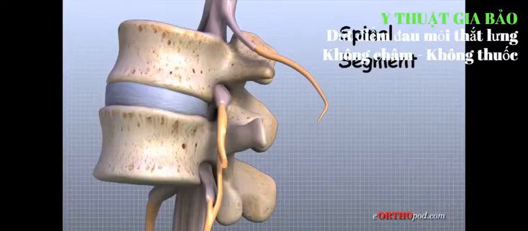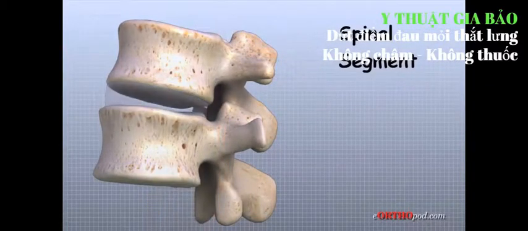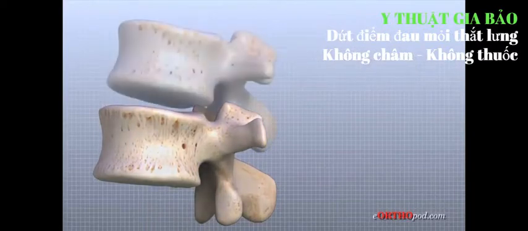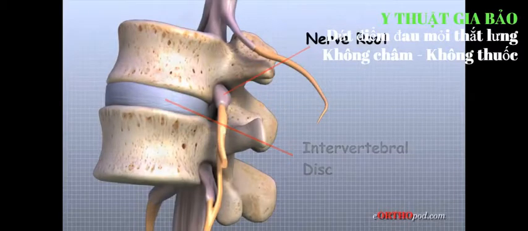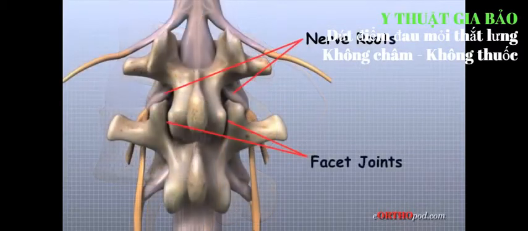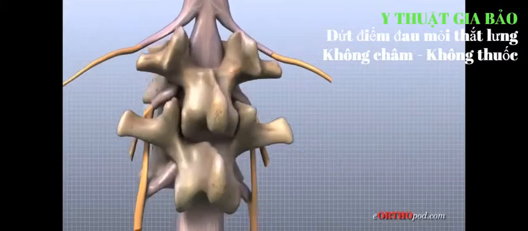It is sometimes easier to understand what happens in the spine by looking at a single spinal segment. The spinal segment includes 2 vertebrae, the intervertebral disc between, the 2 nerve roots that leave the spinal cord at that level, and the small facet joints that link each level of the spinal column.